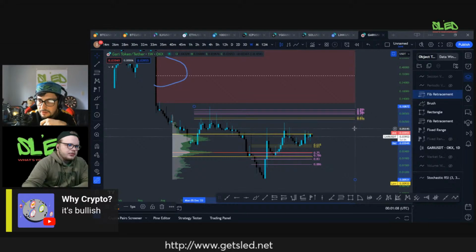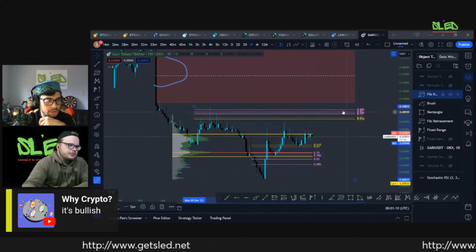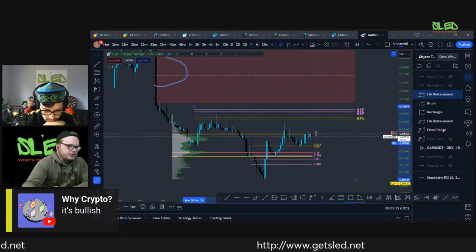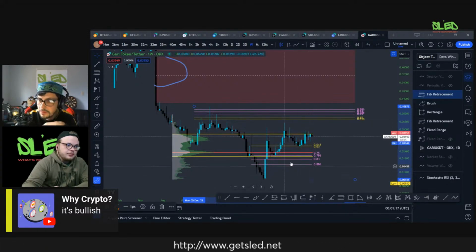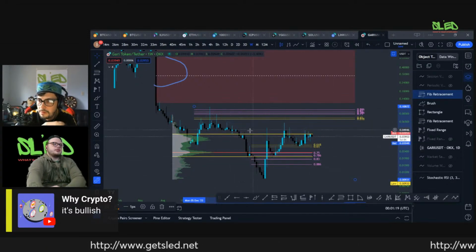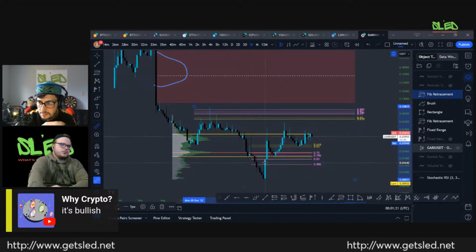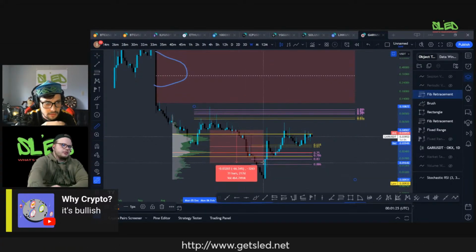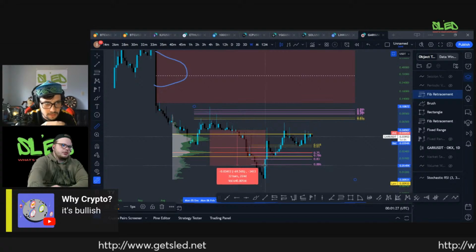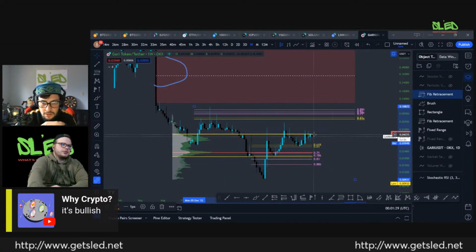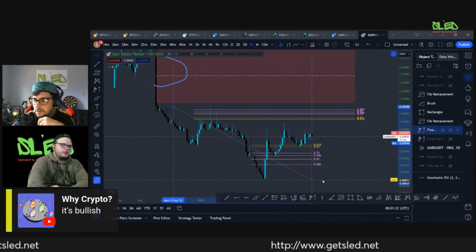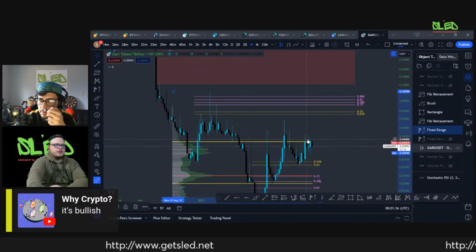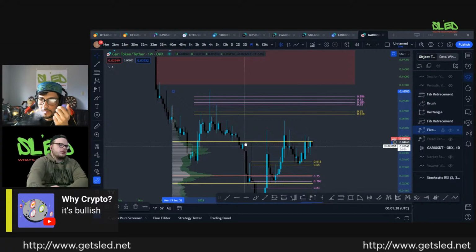I'm expecting, if we close some weekly candles with this bullish momentum that we have right now, remember, guys, the sentiment is bullish. Just because the sentiment is bullish, I would say we're going to go higher if we close above this value area high.